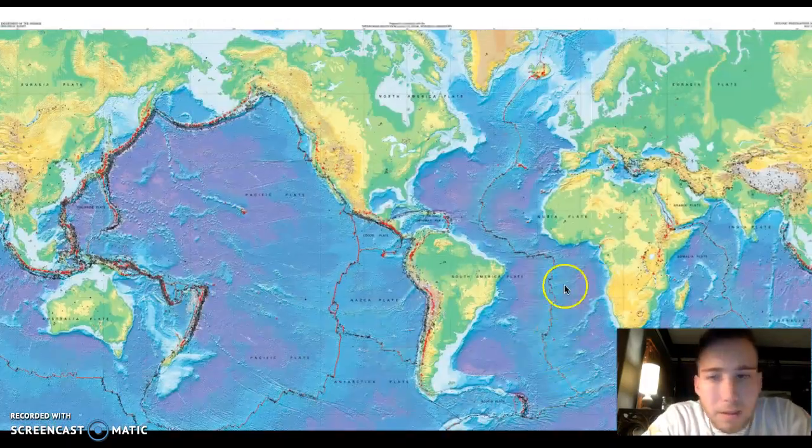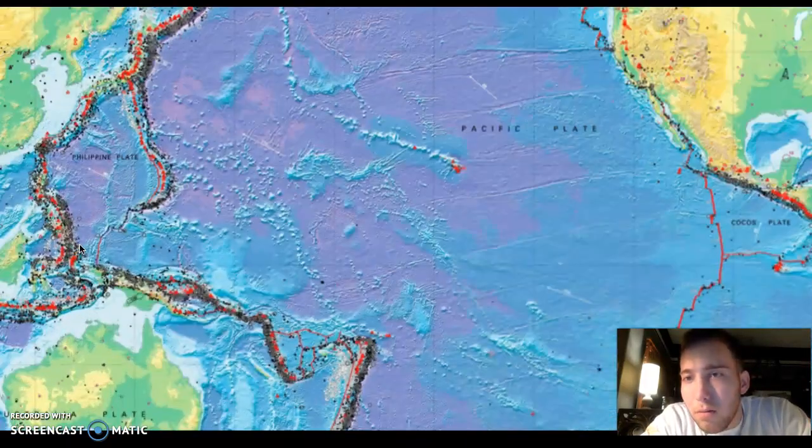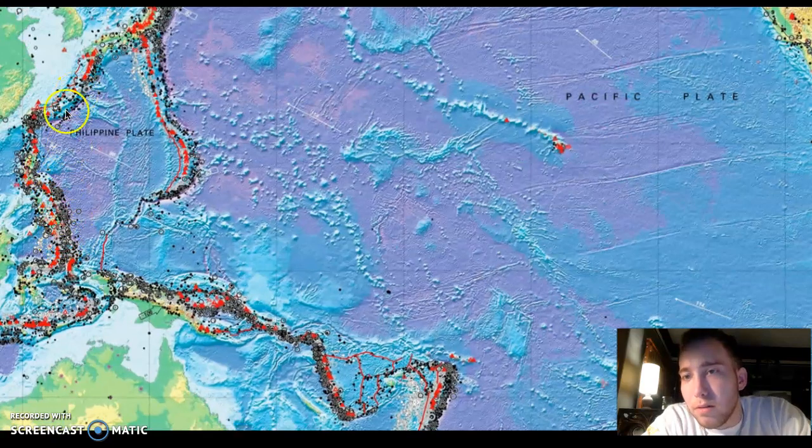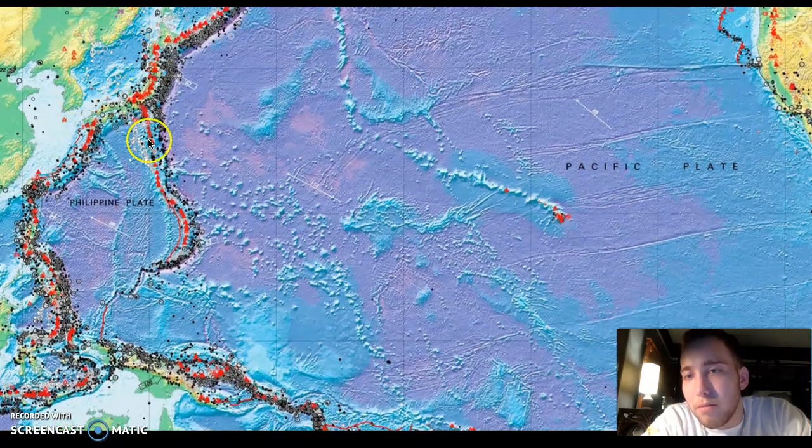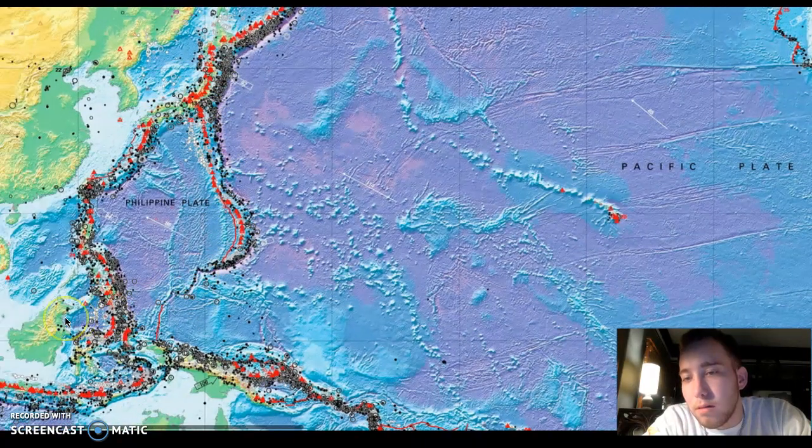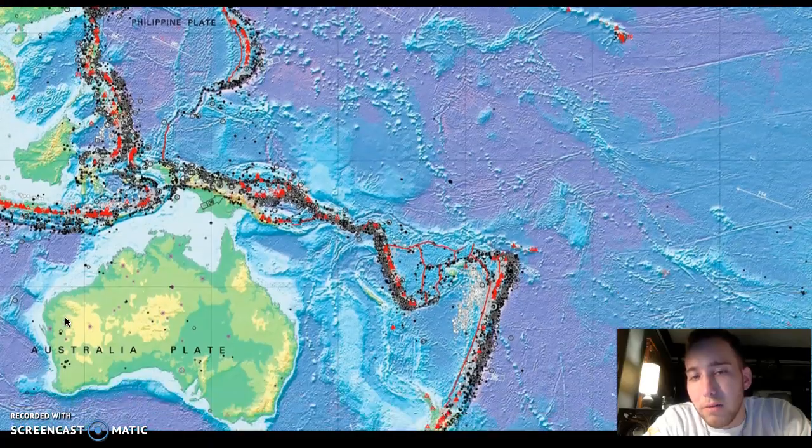Let's see if I can find. There's a lot over here by the coast. So on the Philippines, there's a lot of them, and they kind of surround this plate. So there must be a lot of volcanic regions over there.